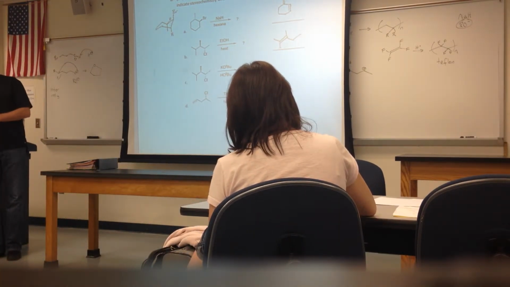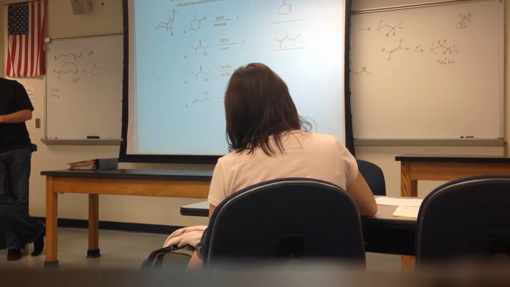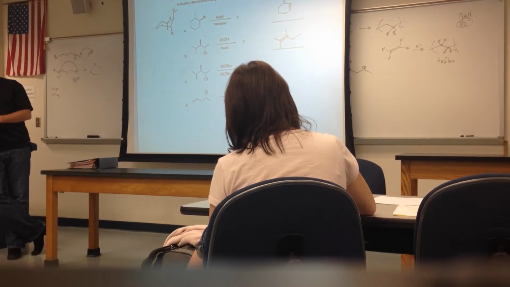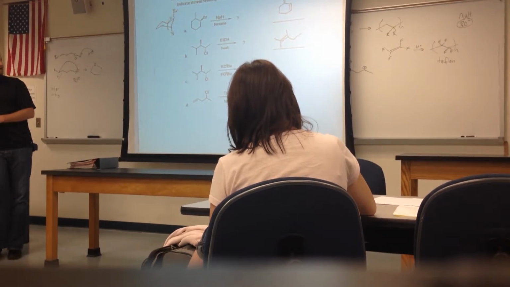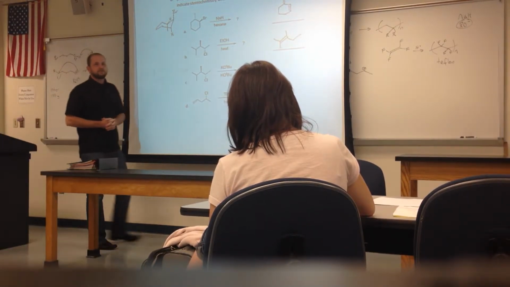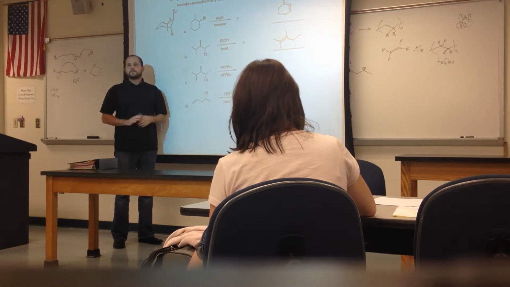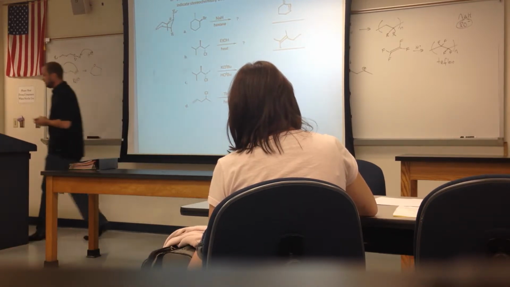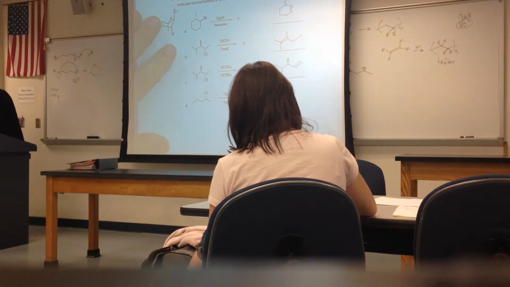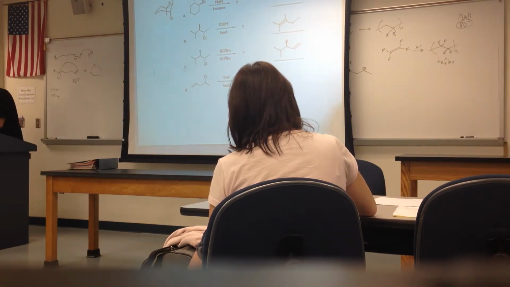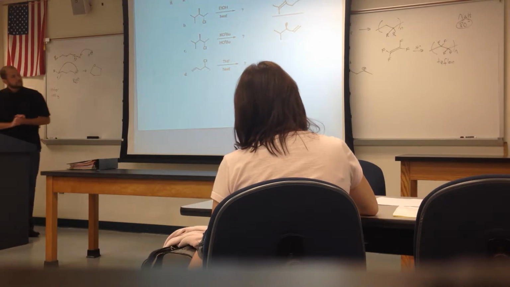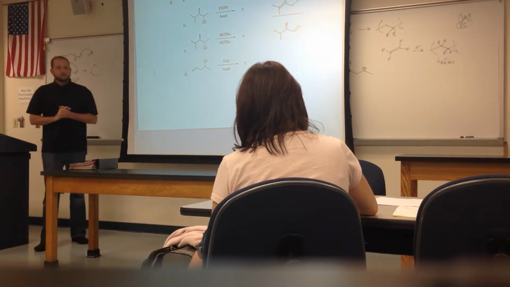Anytime we go through an E2 mechanism on a linear substrate, we have to decide whether we're getting Zaitsev or Hoffman elimination, right? So, in order to determine that, what matters? Base size. So is this a big base or a small base? Big. So do we get Zaitsev or Hoffman? Hoffman. So we're going to get the less substituted double bond. Are we going to eliminate to the left or to the right? To the right, to give the less substituted double bond. Questions about that?